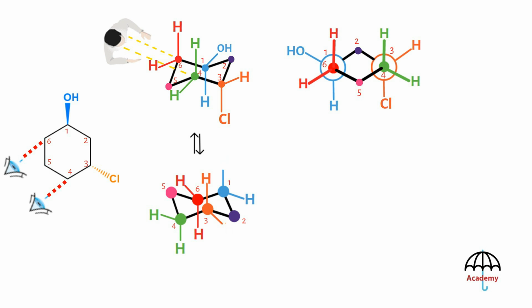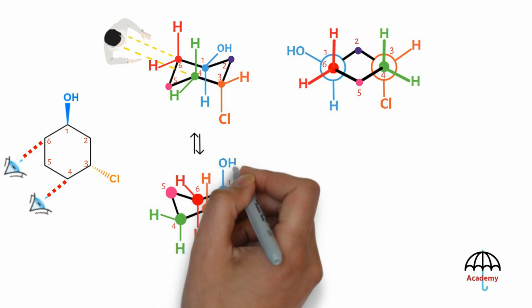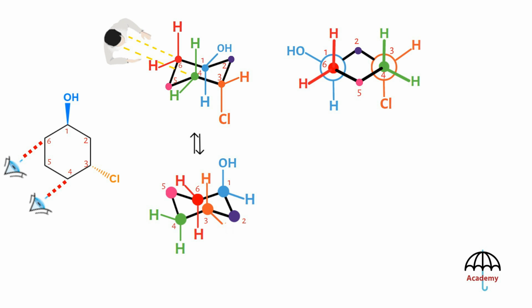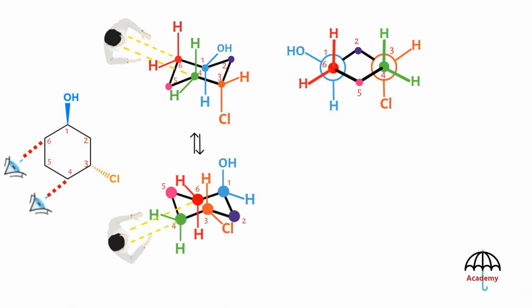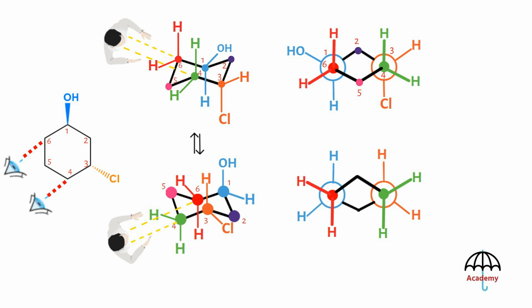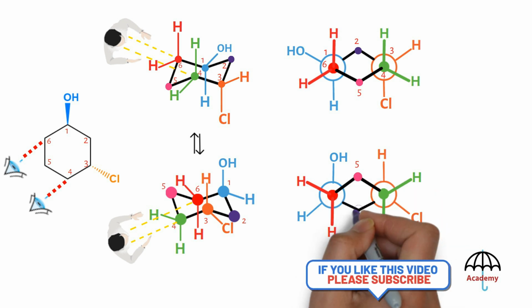Thus, OH on C1 was up and equatorial. In the new chair, it is up and axial. Chlorine on C3 was down and axial in previous chair. In the new chair, it is down and equatorial. To convert this into Newman projection, we can look through C6-C1 and C4-C3 bonds, which appears like this. Hydroxyl on C1 is now on axial and up. And chlorine at C3 is now on equatorial and down. C5 is now up and C2 is now down.